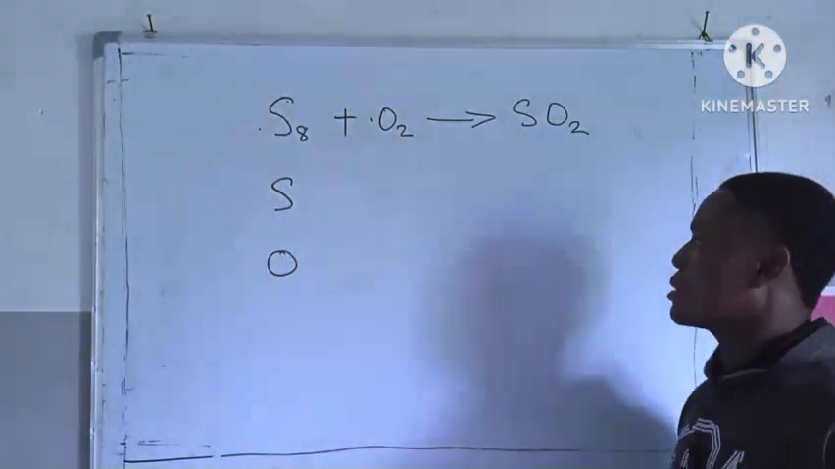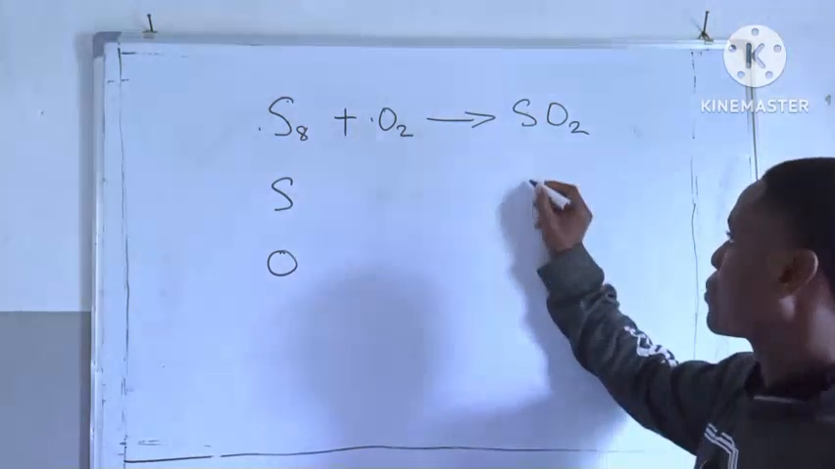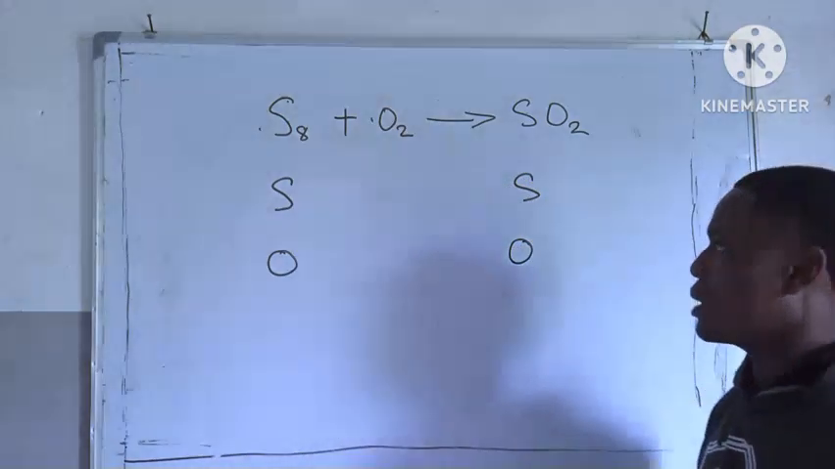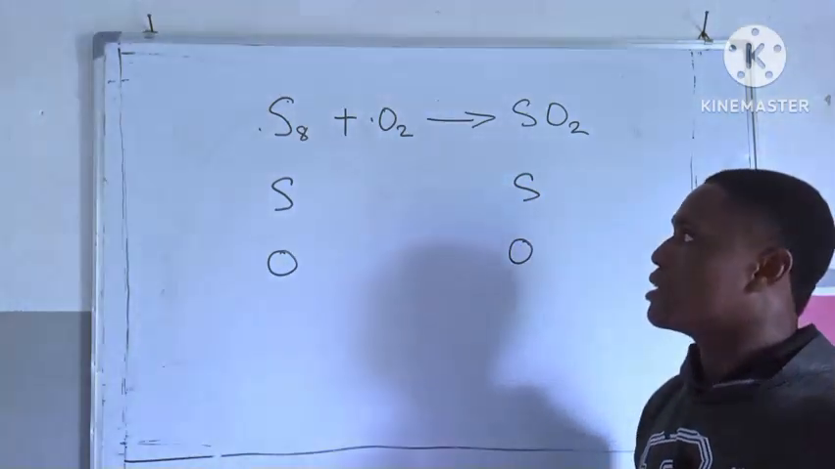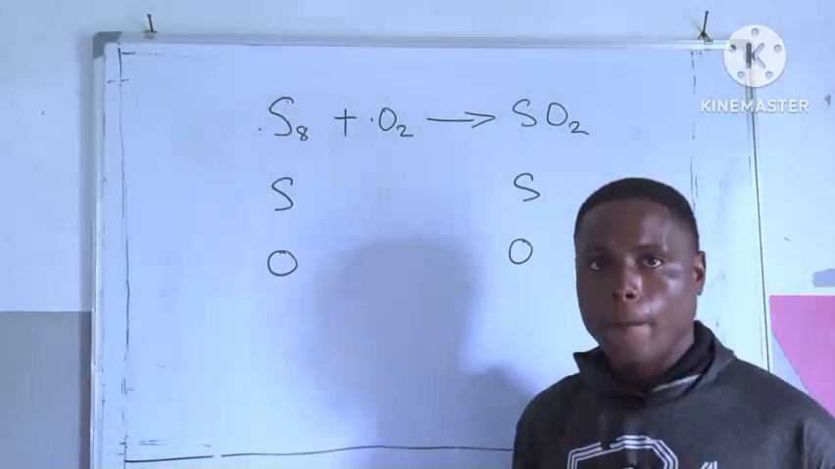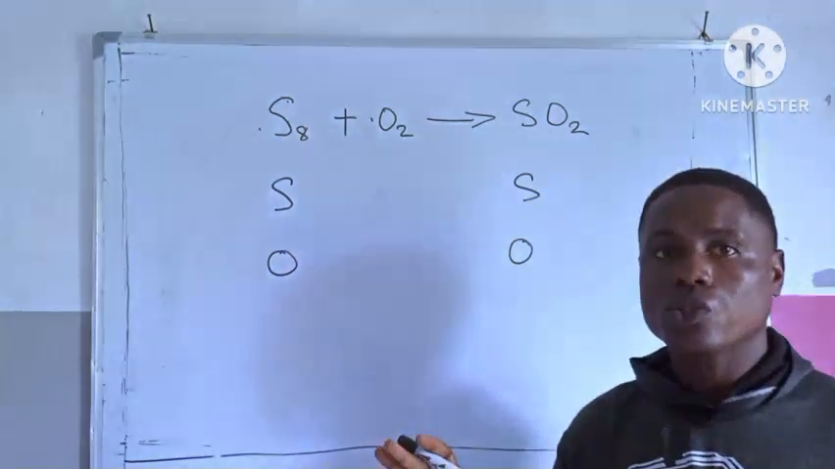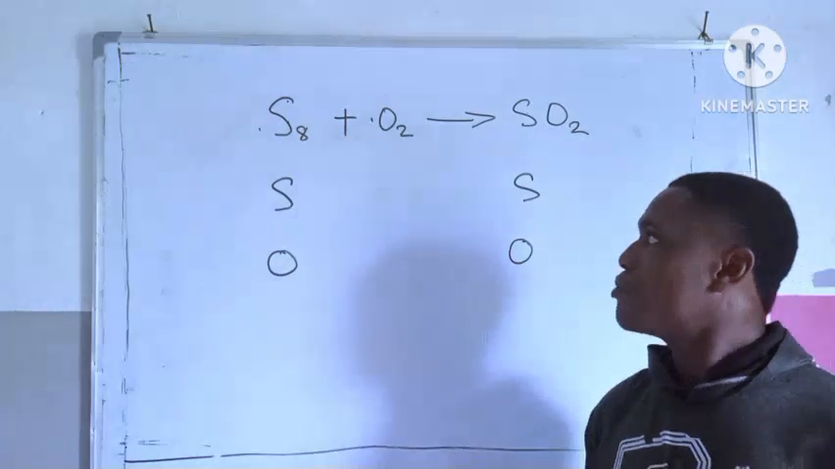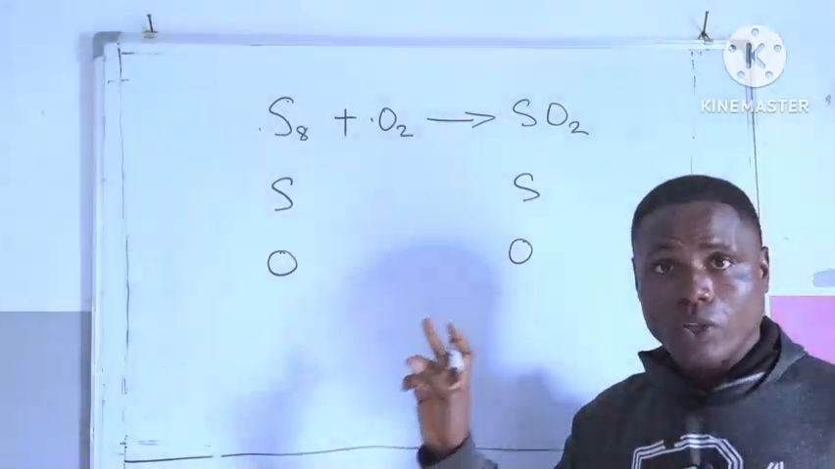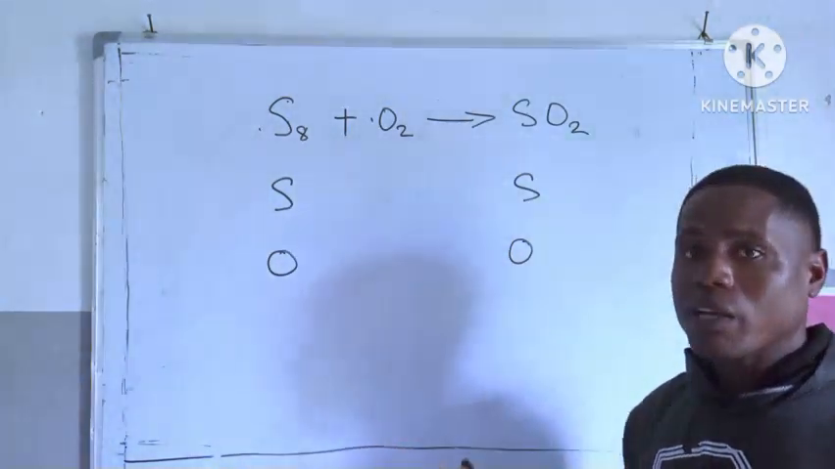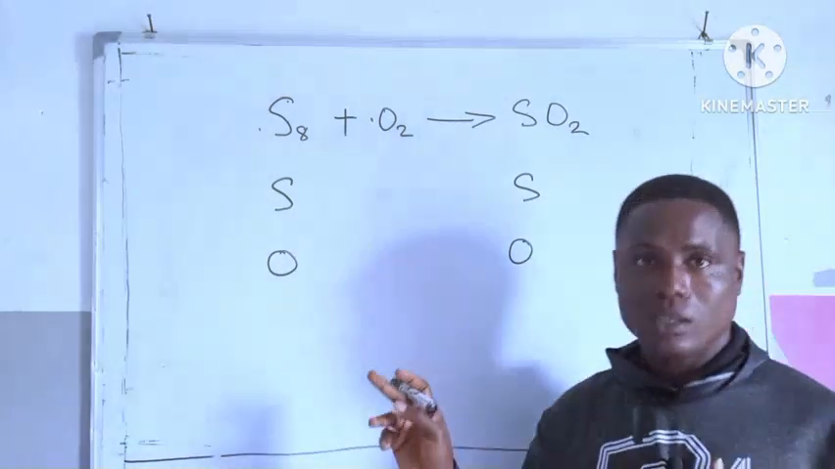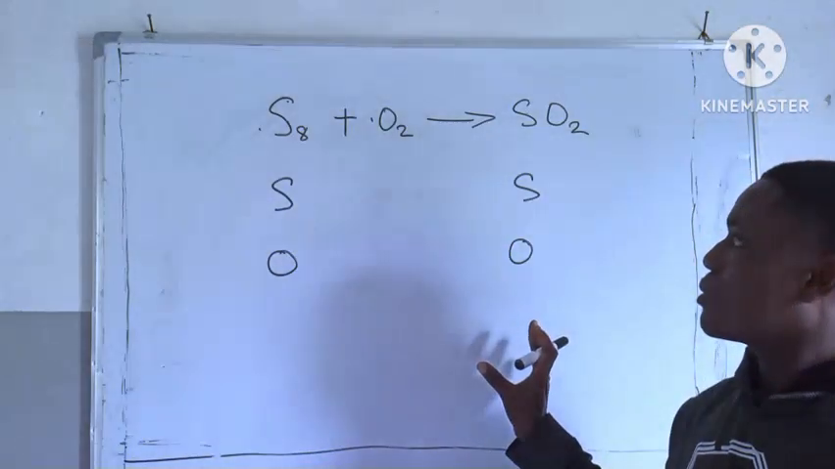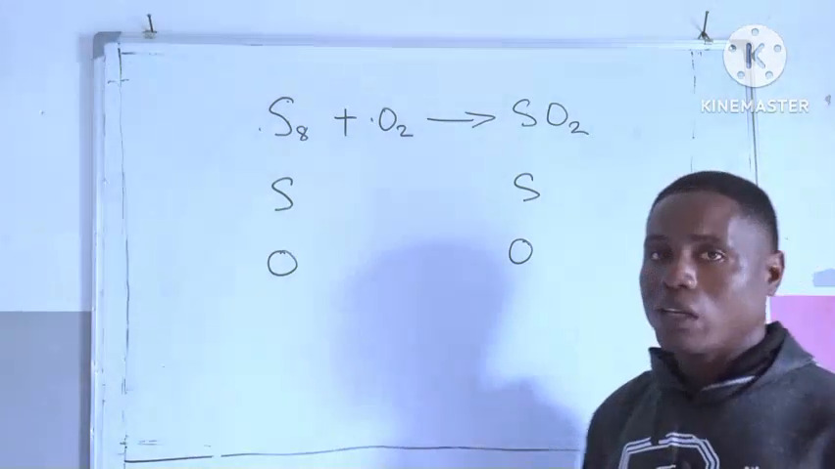Let's come to our right side. The first element is what? Sulfur. The second one is what? Oxygen, right? Now take note, in a given chemical reaction, all the elements on both your left and your right side are the same. If you have two elements on your right side, it's the same element you will see on the left side. Are you getting it? So we are done writing out the given elements, right?